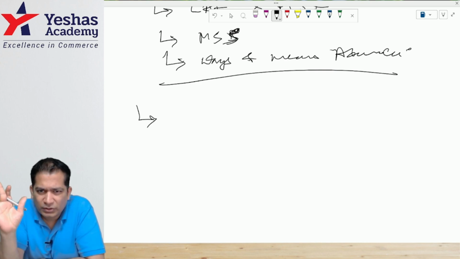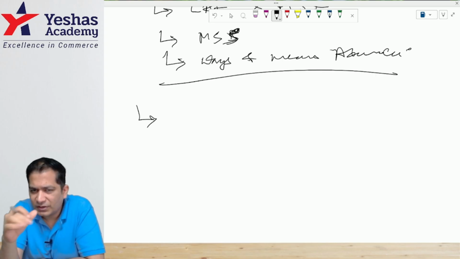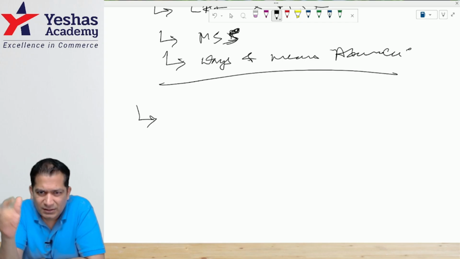This is more than enough. If you cover these tariffs, that's fine. Effect of tariff, you have to figure out, very, very easy. Four-five points, it will be over.